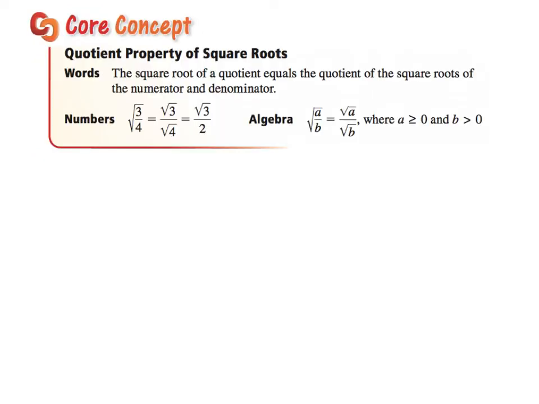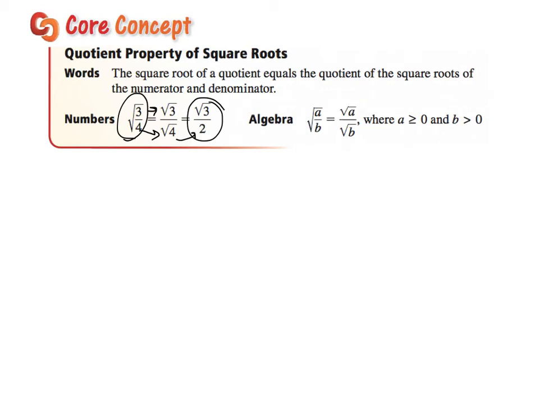Now the next core concept is the quotient property. The quotient property is just like the product property. If I have the square root of 3/4, you can break it up into the square root of 3 divided by the square root of 4. The square root of 4 then becomes 2, and my answer is the square root of 3 divided by 2. You cannot have a root in the bottom.